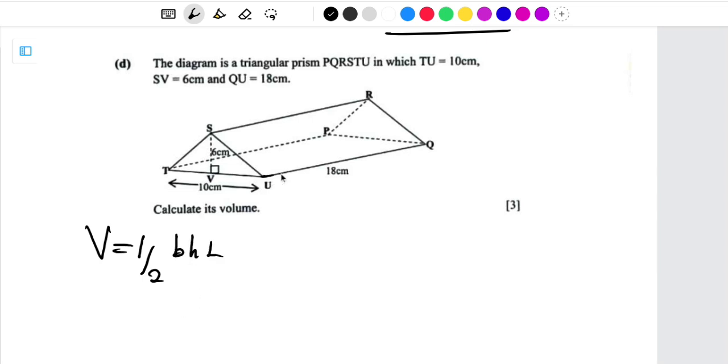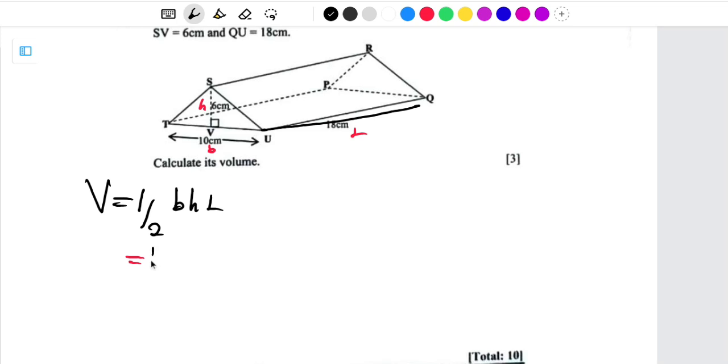So here, this is our length, this is our width, and this is our height. So we have half. Width there is 10. Height 6. Then the length is 18. So what I'm going to do here, I'm going to reduce the big number here. 2 into 18, I'm going to get 9. Then 9 multiplied by 10, that is 90. Then 90 multiplied by 6.